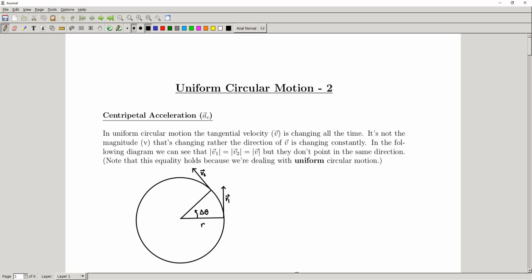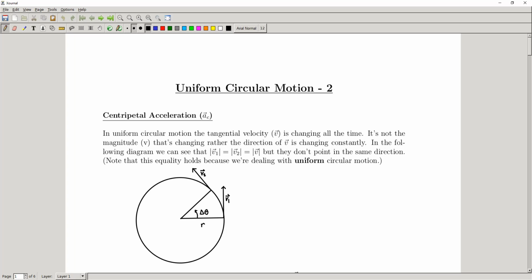Okay, in our last video, the first video on uniform circular motion, we discussed rotation angle. We talked about arc length. We also talked about angular velocity and tangential velocity. And so in this video, I'm going to start off by introducing the last quantity that we need to define before we're ready to talk about uniform circular motion more generally. And that's going to be centripetal acceleration.